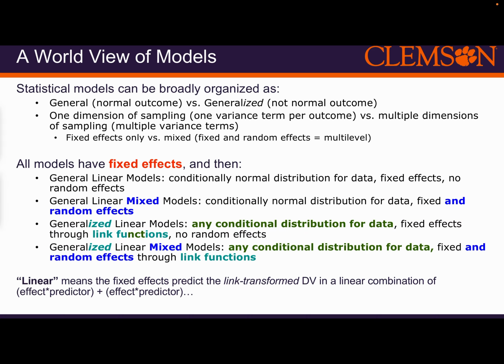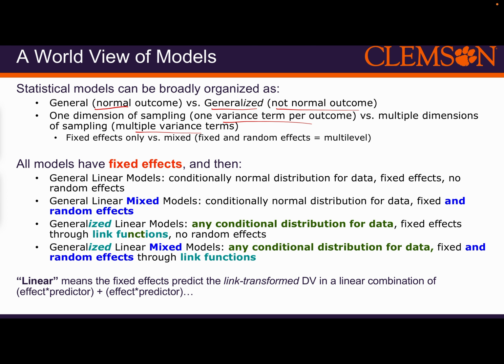Okay, diving in. Statistical models, at least models for prediction, can be broadly generalized or organized like this. General linear models, which are conditionally normal outcomes, versus generalized, right? And really, in this case, is not necessarily a normal distribution for that outcome. We could also characterize these as one-dimensional sampling, like, for instance, one variance per term per outcome, versus potentially multiple dimensions of sampling, like in a multi-level model, right? Multiple variance terms themselves. And this is where the distinction between fixed effects versus mixed models shows up, the fixed and random effects that you'd see like in a multi-level model.